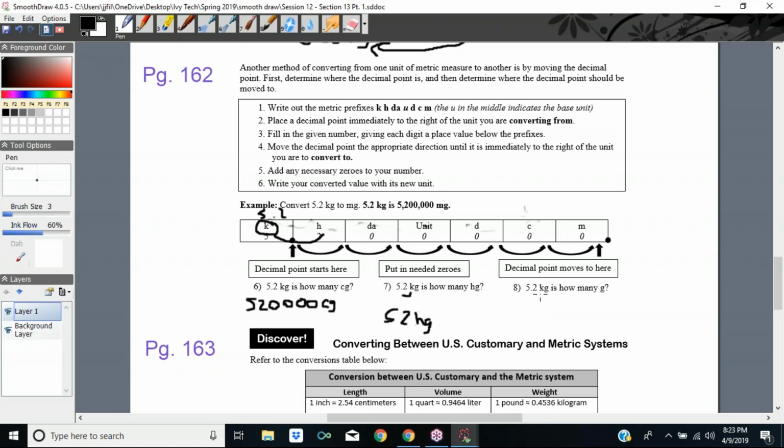And then how many grams is this? Again, 5.2 kilograms. We're going to go 1, 2, 3 decimal places. So 5, and then it's 1, 2, 3 decimal places. 5,200 grams.